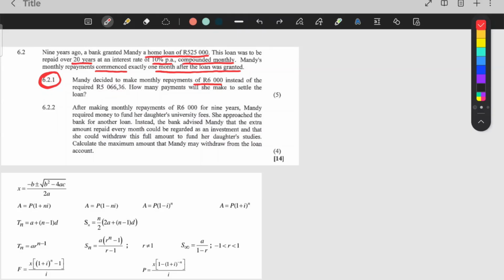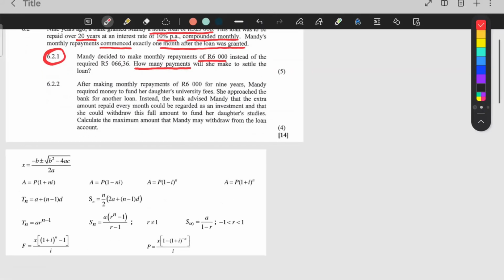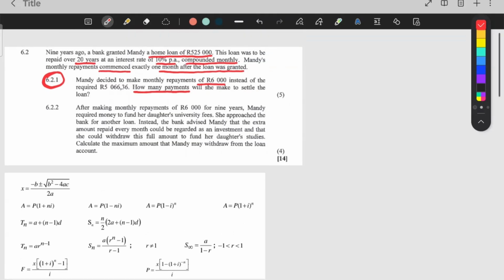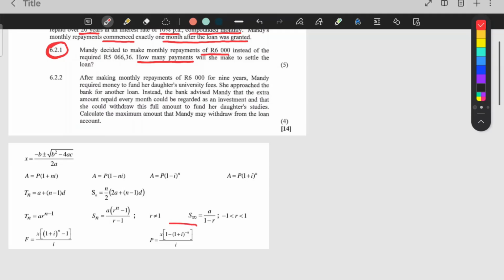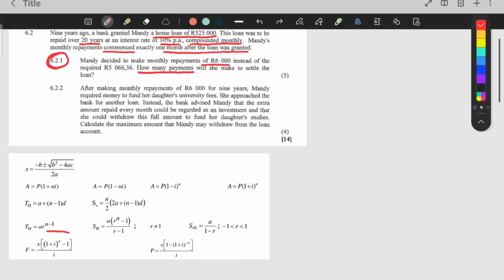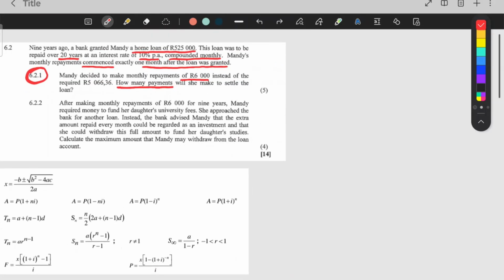So she's not paying that. How many payments will she make to settle the loan? First of all, we go to our formula page. She is making monthly payments, so it's either this one or this one. Now, she is paying off a loan. We know for investments and savings accounts it's F, and for loans, it's P. So let's go to P. We write our formula down.